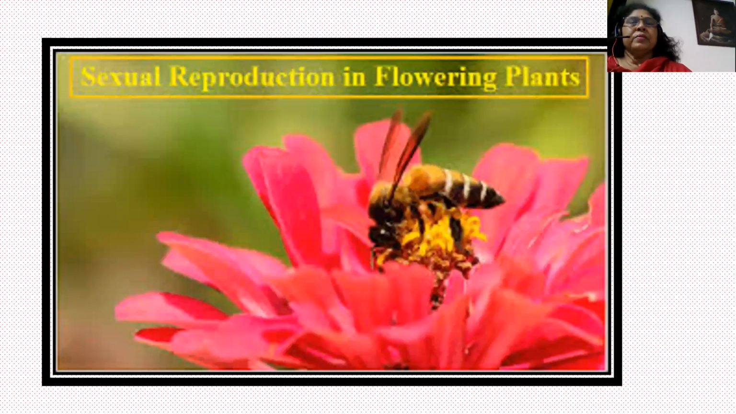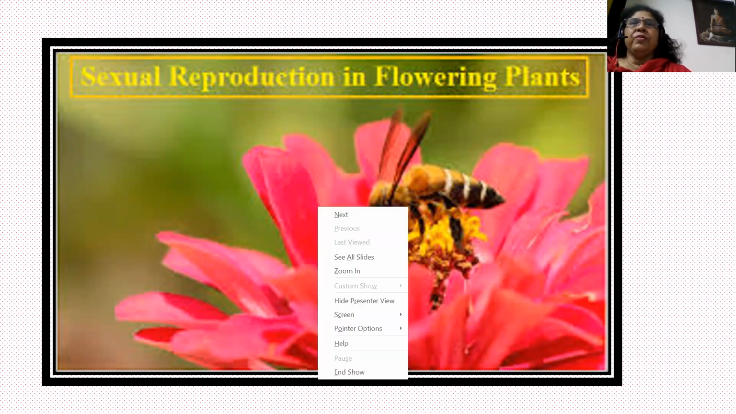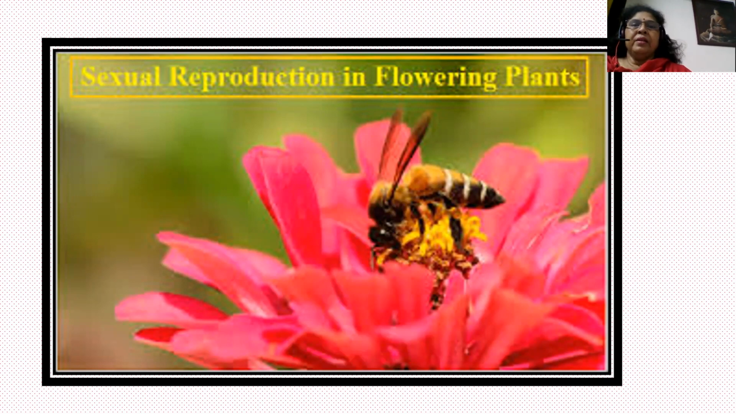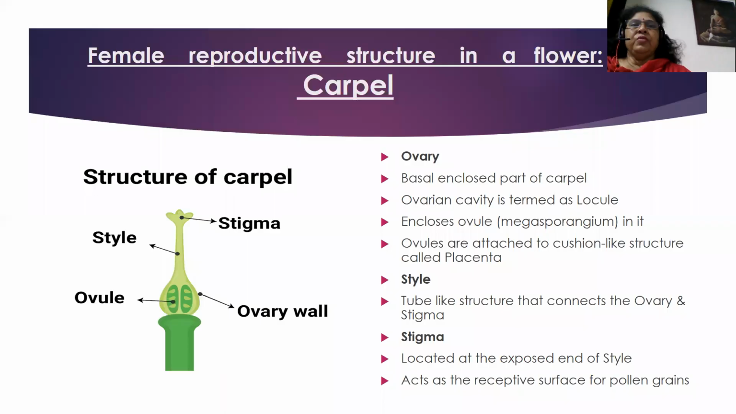Hello students, this is chapter number 2, sexual reproduction in flowering plants, video number 2. If you have not seen my video number 1, then please see that video and then see this video, you will understand it. Now in this video, we'll be talking about the female reproductive structure, that is the carpel.